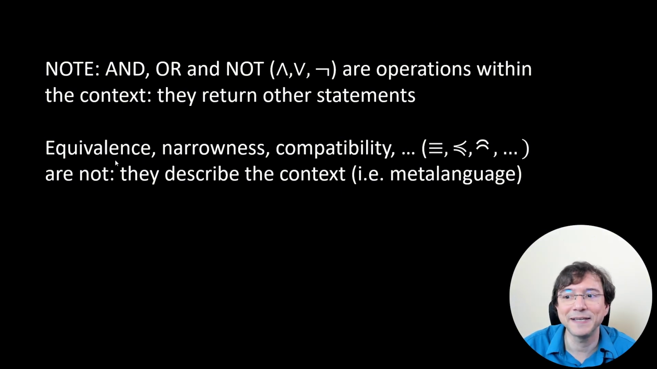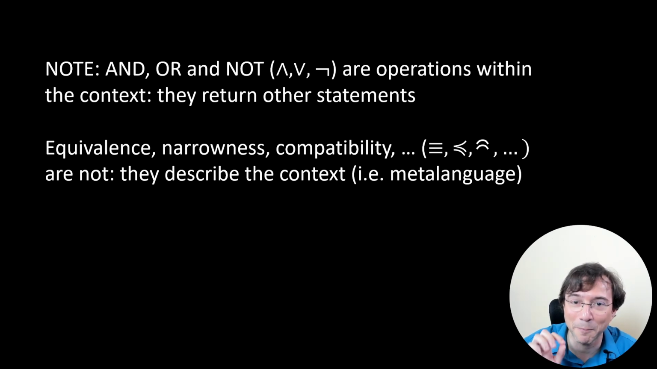But things like equivalence, narrowness, and compatibility are not statements inside the logical context. They are describing relationships within the context. These are part of the meta language. These are not statements expressed inside the context. So verifiability of such a statement is completely ill-defined. It doesn't make sense because the only thing that we are going to apply verifiability to is statements that are in the context, not outside the context. And this is important because essentially our context is not going to allow meta statements.